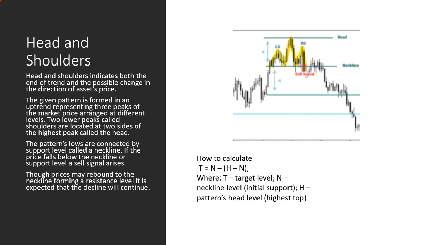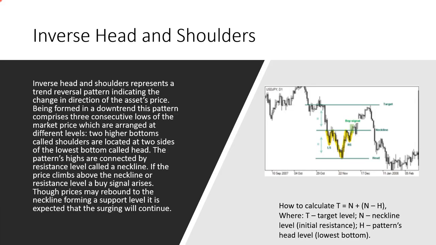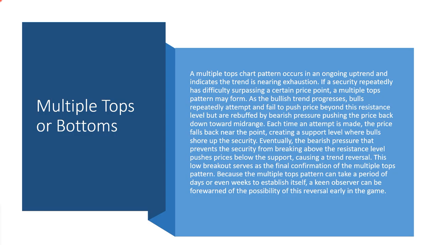So head and shoulders indicates both the end of a trend and a possible change in the direction of an asset's price. The given pattern is formed in an uptrend, representing 3 peaks of the market price arranged at different levels. Two lower peaks, called shoulders, are located at two sides, and the highest peak is called the head. The pattern's lows are connected by support levels called a neckline. The inverse head and shoulders is exactly the mirror image. It's just coming off of a downtrend and giving us a reversal pattern to an uptrend.